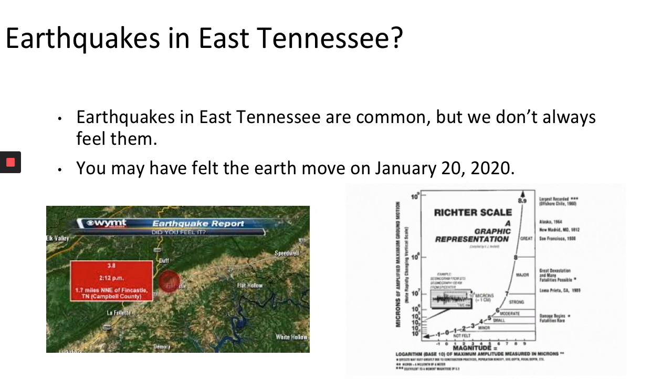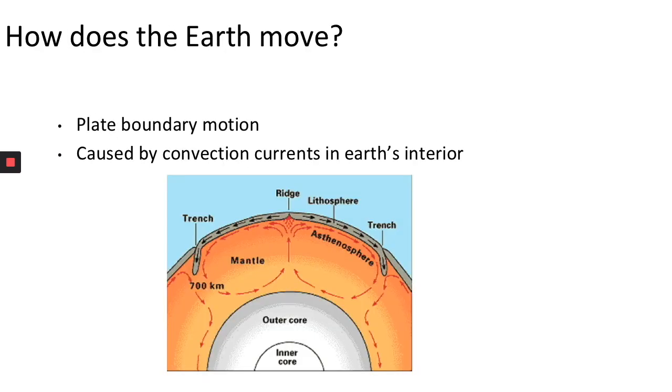So if we can have earthquakes in East Tennessee, what exactly causes them? Why does the earth move? In some instances, the earth moves due to plate boundary motion. This is caused by convection currents in the earth's interior. As you recall from your earth science module, the earth's crust is broken up into several large plates, and they sit on the earth's mantle, which is molten rock, and that molten rock is heated and cooled as it sinks and rises in earth's interior. That sinking and rising motion are the convection currents that move the plates a lot like a conveyor belt would.